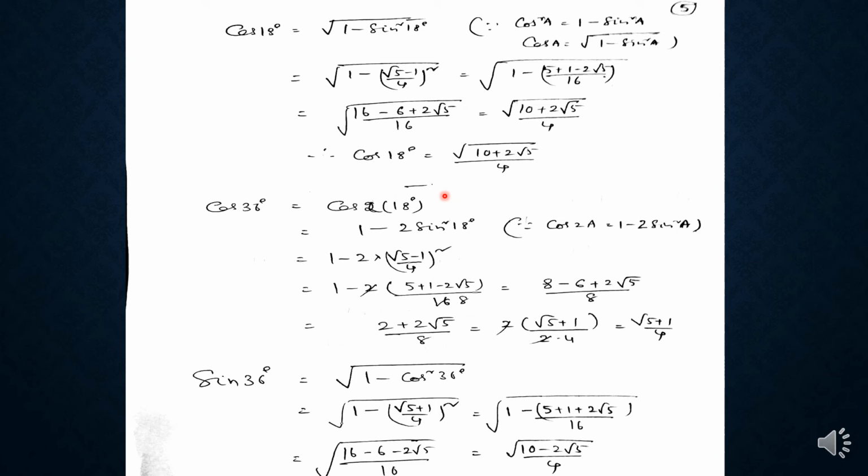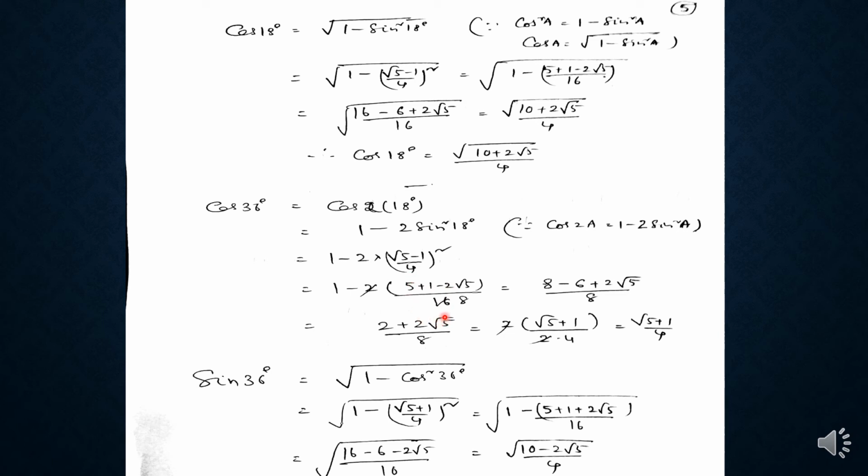Here cos 36 degrees can be written in cos 2a form. If a is equal to 18 degrees, cos 36 can be written as cos 2 into 18 degrees, cos 2a form. So what is cos 2a in terms of sin a? It can be written as 1 minus 2 sin square a, 2 sin square 18. We know that sin 18 value is root 5 minus 1 by 4. So 1 minus 2 into root 5 minus 1 by 4 whole square. That is 1 minus 2 into, this is in the form of a minus b whole square, that is a square plus b square minus 2ab by 4 square, that is 16.